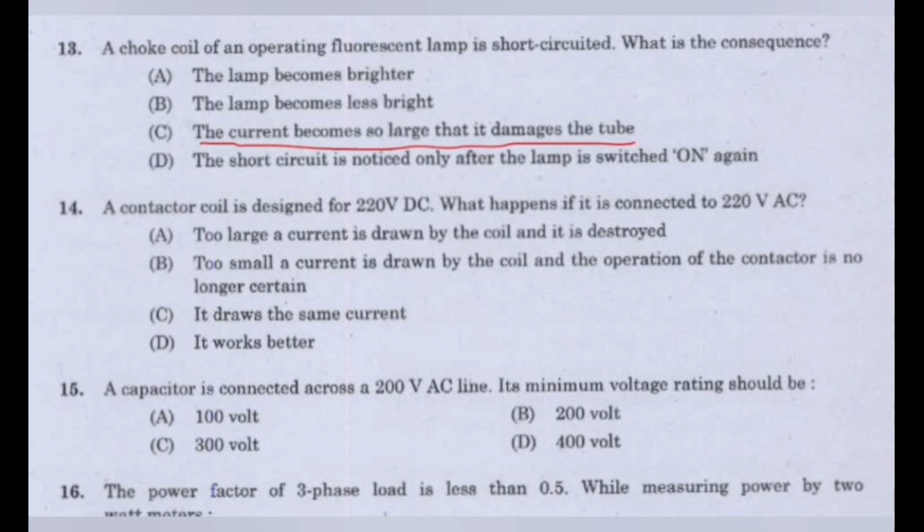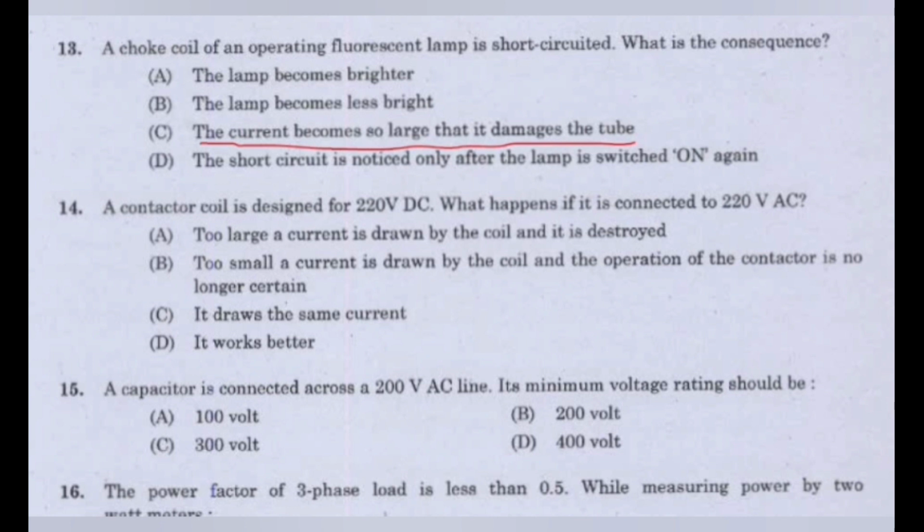Question number 14. A contactor coil is designed for 220 volt DC. What happens if it is connected to 220 volt AC? Option A. Too large current is drawn by the coil and it is destroyed. Option B. Too small a current is drawn by the coil and the operation of the contactor is no longer certain. Option C. It draws the same current. Option D. It works better.